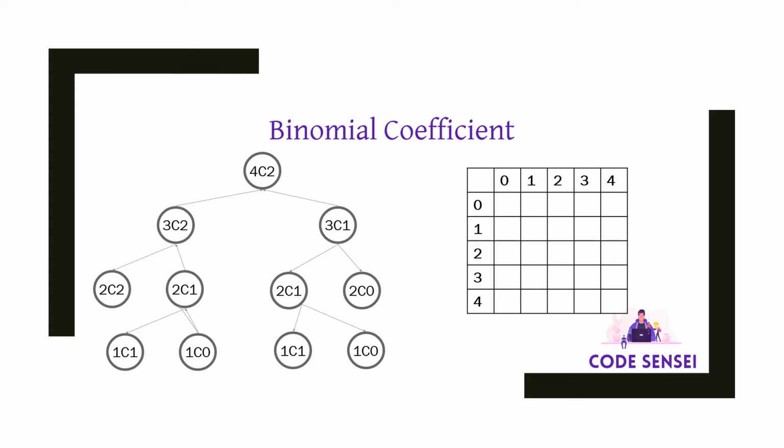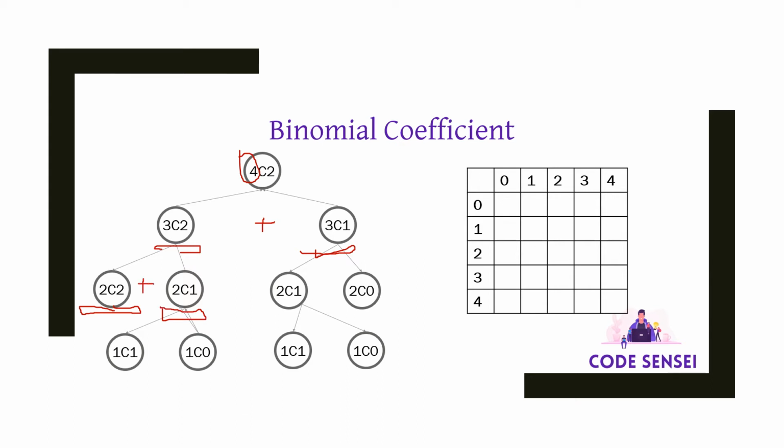So, our two-dimensional array size is n plus 1 by n plus 1, where in this example the value of n is 4. So first, for finding 4C2, we have to find the value of 3C2 and 3C1, and then we are going to add both of them, right? To find 3C2, we need to know the answer of 2C2 and 2C1 and add them, right?